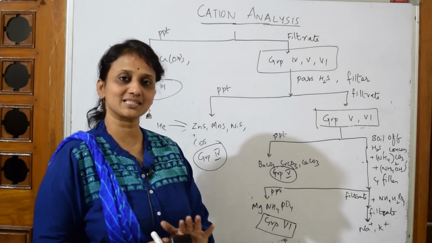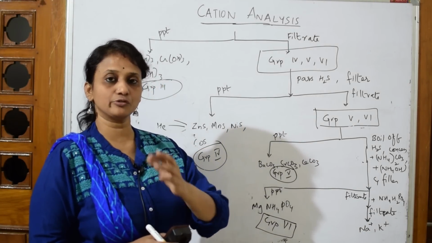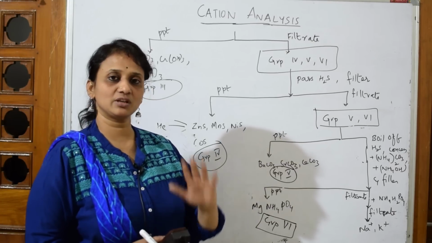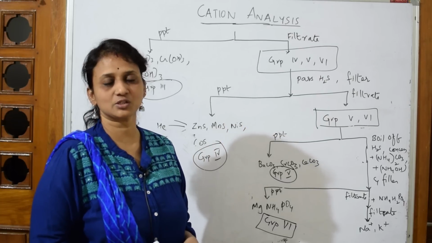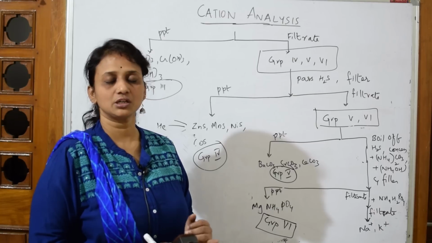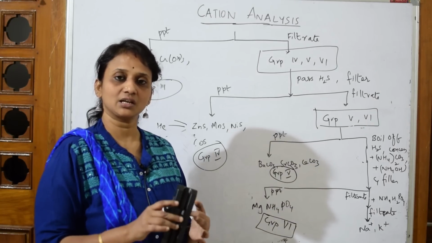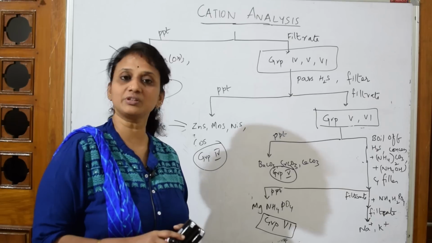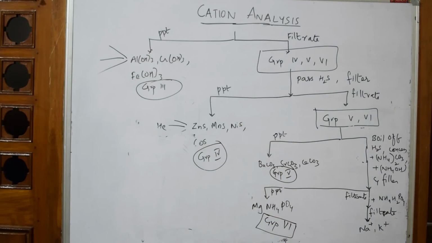So I hope, students, this is clear. I'll start with a clear explanation of group 1 analysis. I'll be uploading group 1 analysis, group 2, group 3, group 4, group 5, group 6 first, with ammonium also. Let us come back. So don't get confused. Two things are important for you all: the group reagent, the precipitate, the cations present, and in what form they are precipitating.